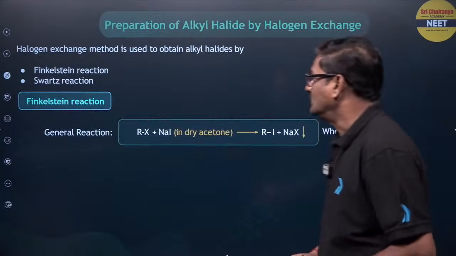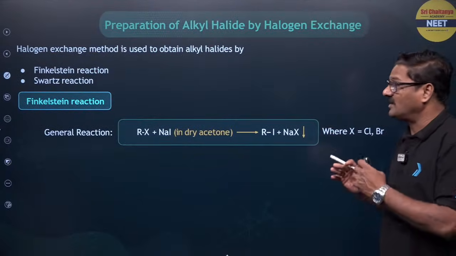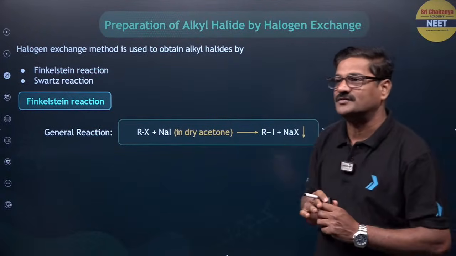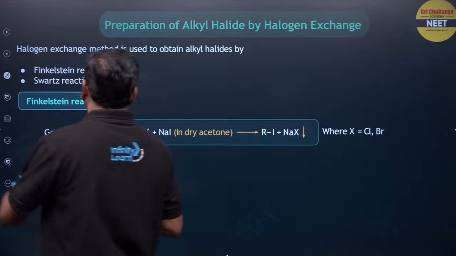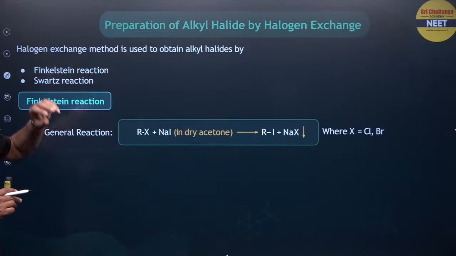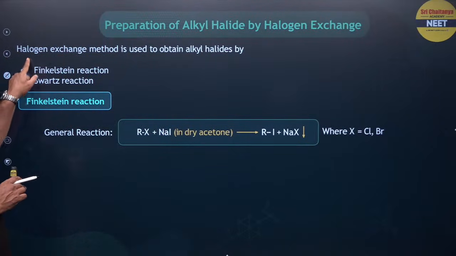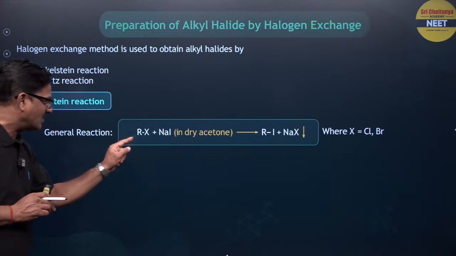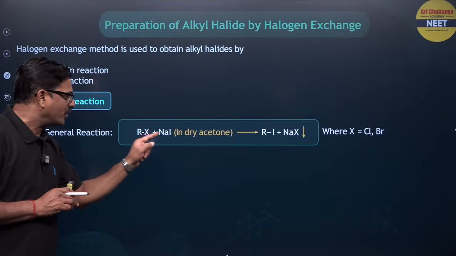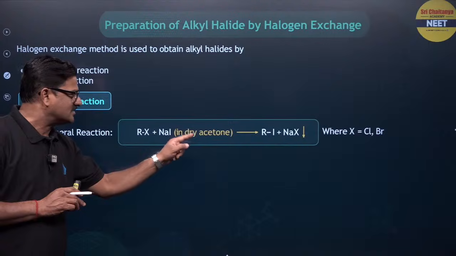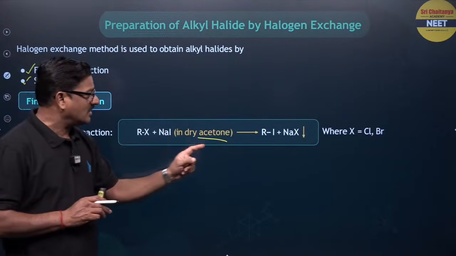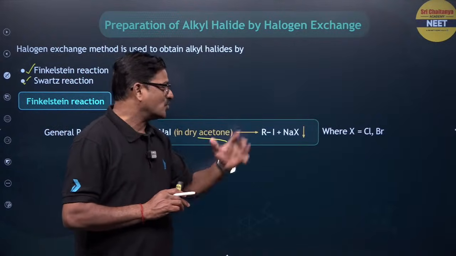Fine. Now, preparation of alkyl halides by halogen exchange reactions is a super important topic. The halogen exchange method is used to prepare alkyl halides by two methods, either the Finkelstein reaction or the Swarts reaction. Let us see the Finkelstein reaction. When an alkyl halide reacts with sodium iodide in dry acetone as a solvent, you get alkyl iodide and sodium chloride or sodium halide.